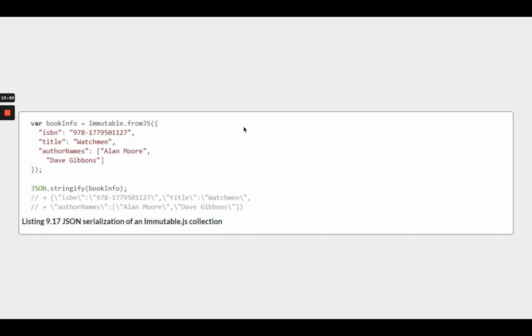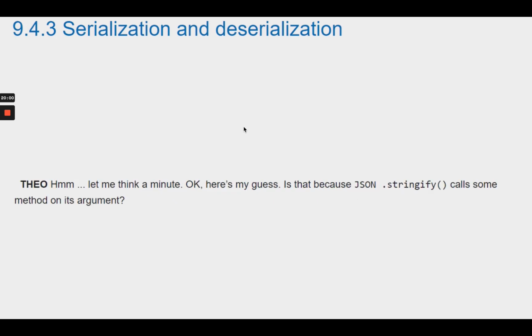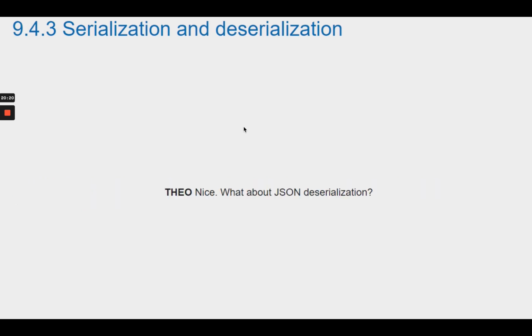Here's another example. Theo, how does JSON.stringify know how to handle an immutable.js collection? Joe, as an OOP developer, you shouldn't be surprised by that. Theo, let me think a minute. Okay, here's my guess. Is that because JSON.stringify calls some method on its argument? Joe, exactly. If the object passed to JSON.stringify has a .toJSON method, it's called by JSON.stringify.